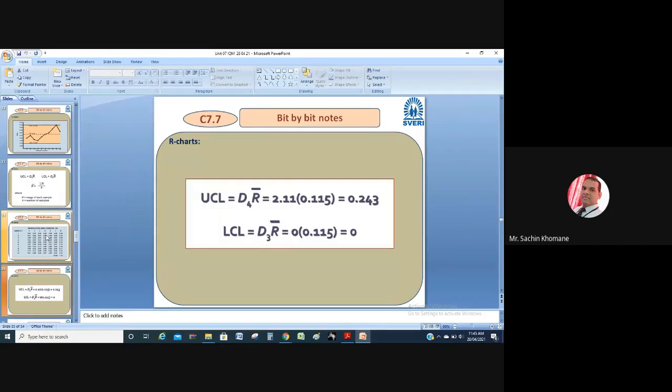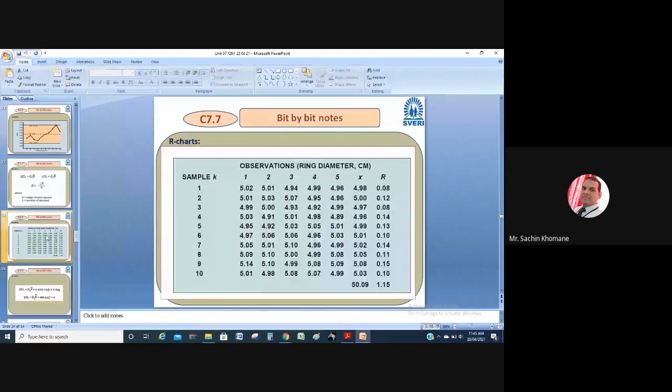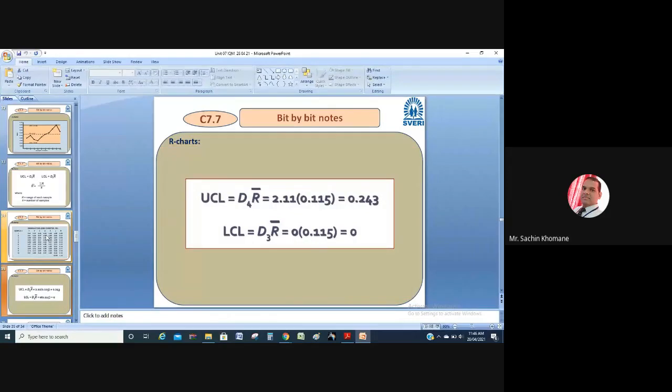So R bar also we have calculated in the previous example. How to calculate R bar? R bar means summation of R divided by number of readings. So 10 readings were there. So you will get R bar as 0.115.